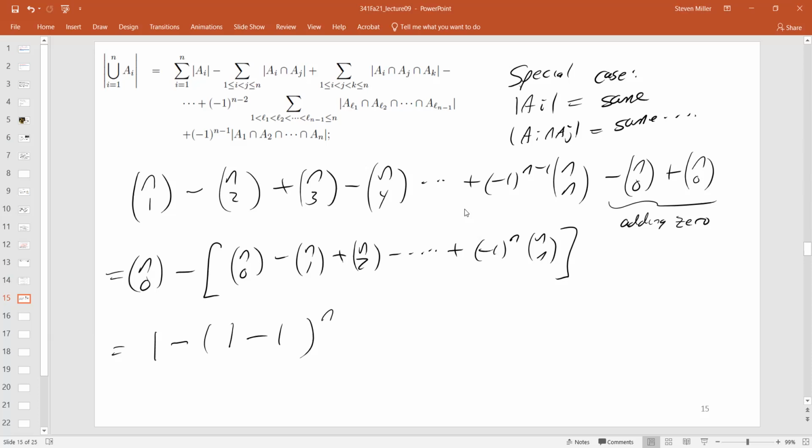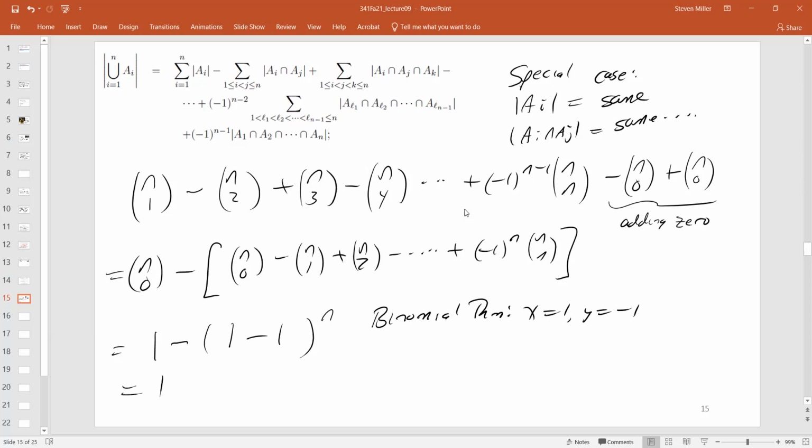When you use the binomial theorem, this is the binomial theorem with x equals 1, y equals negative 1. So the answer is just 1. So this is basically saying we've actually counted for everything when we do the inclusion exclusion like this. The number of times we're throwing things away, it all balances out.